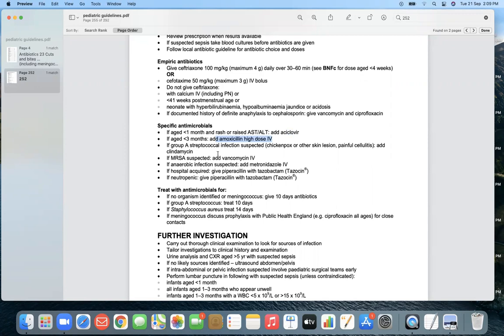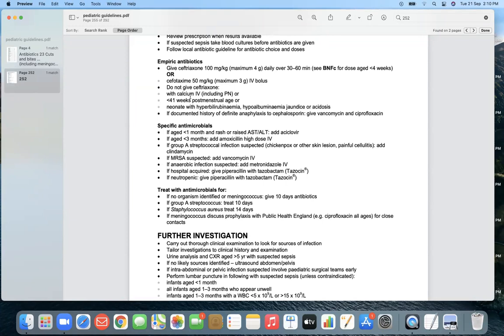If group A streptococcal infection is suspected, chicken pox or other skin lesions, painful cellulitis, add clindamycin. You will add clindamycin along with ceftriaxone. If MRSA is suspected, add vancomycin. If anaerobic infection suspected, add metronidazole. If hospital acquired, give piperacillin and tazobactam. If neutropenic, give piperacillin with tazobactam.